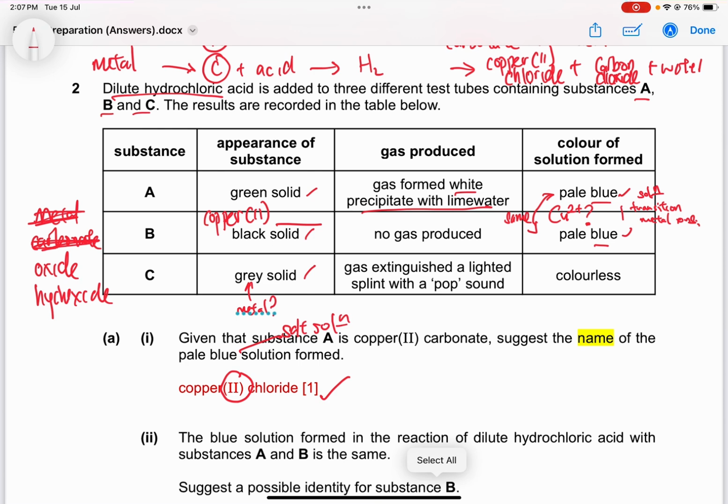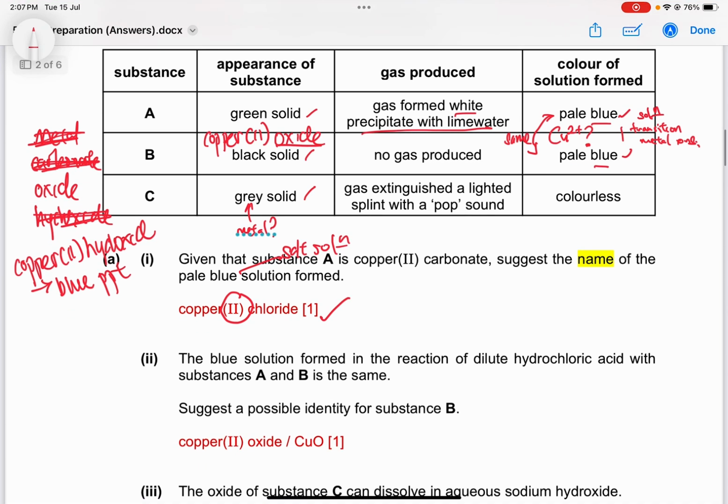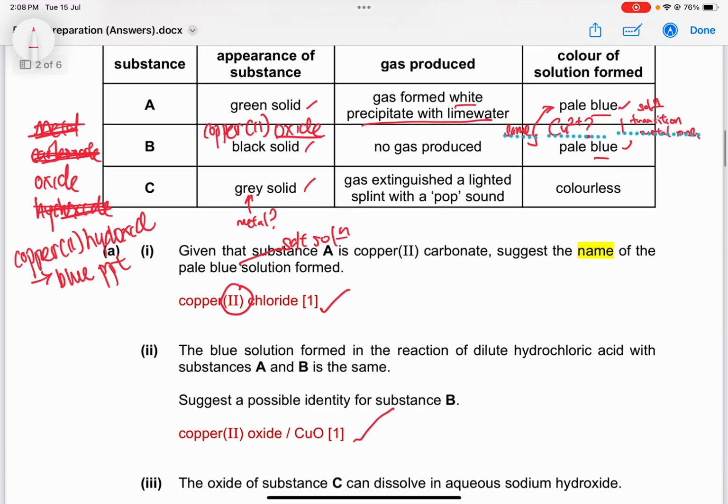Based on your chapter for qualitative analysis, you know that copper 2 hydroxide is actually a blue precipitate. So therefore, it cannot be a hydroxide also. Therefore, B, the only answer left, is copper 2 oxide. Okay, so take note of that. So you realize you need to be very familiar with acid reactions in order for you to do this properly as well. Okay, next up.